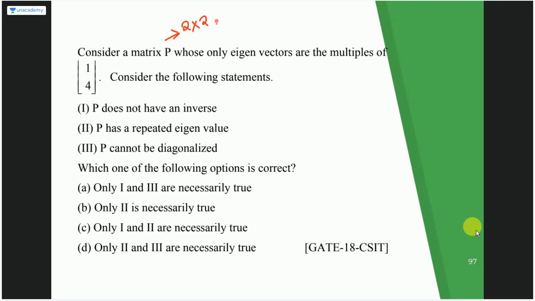P is 2 cross 2, whose only eigenvectors are multiples of 1, 4. Your eigenvector is 1, 4. They have given only one eigenvector. The other eigenvector is not provided. What they have mentioned is that the only eigenvectors are multiples of 1, 4.